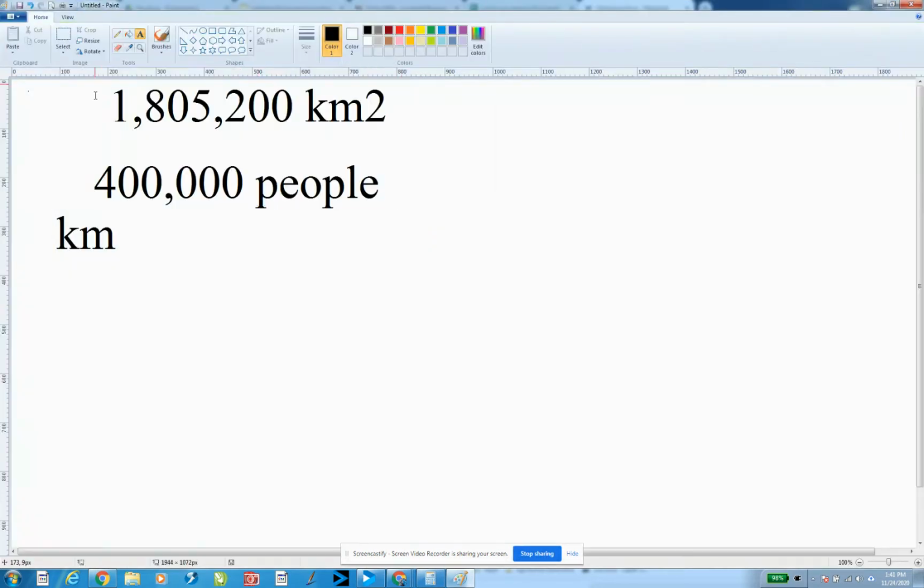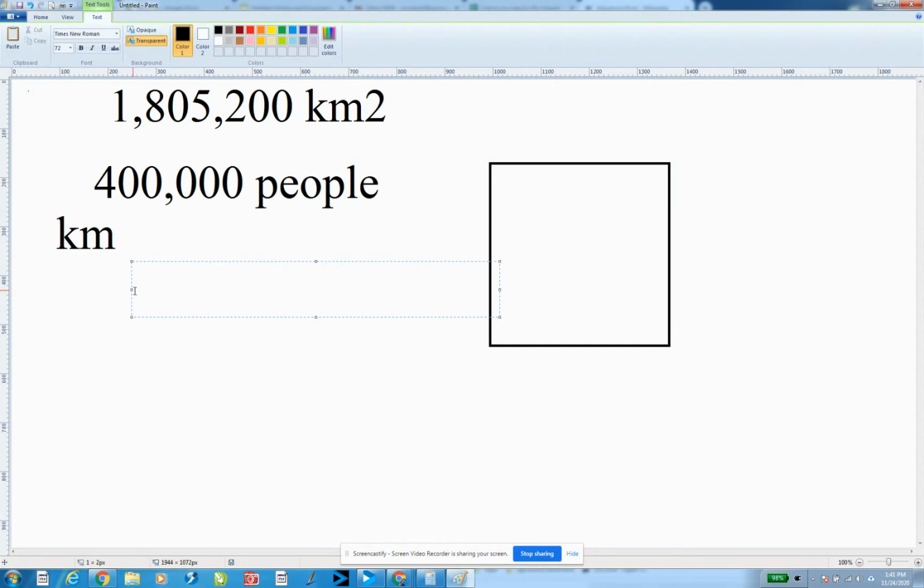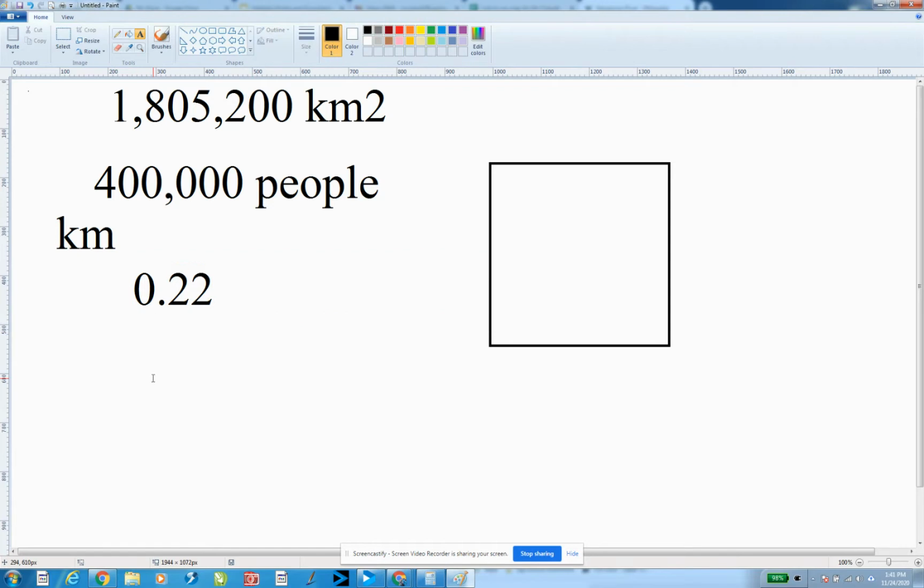Well, a square kilometer is a fairly big chunk of land. It's way bigger than a football stadium. And we got an answer of 0.22. What's 0.22? Well, that's 22%. As a fraction, that's about 1/5. So we're talking not even one person would fit in there. How do we understand what 1/5 of a person is?